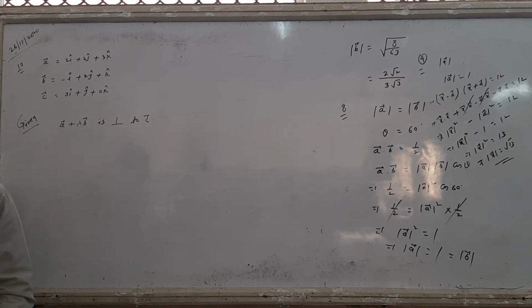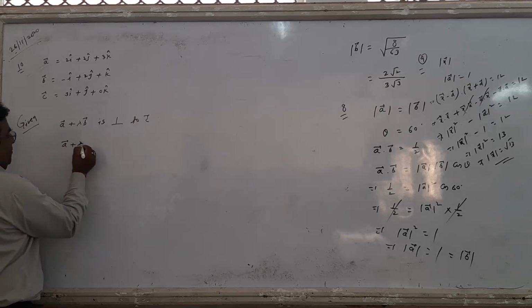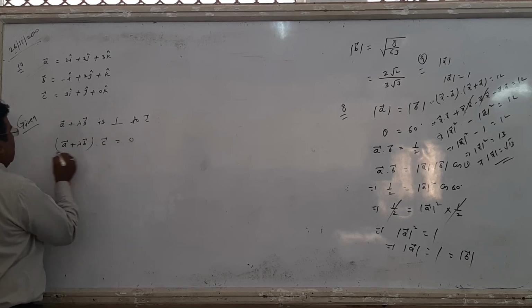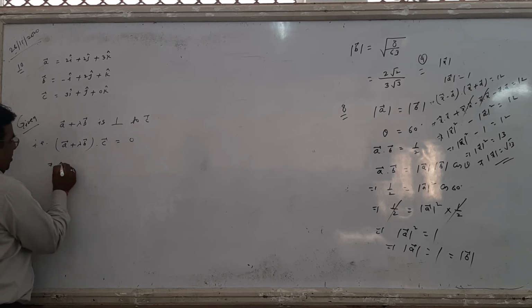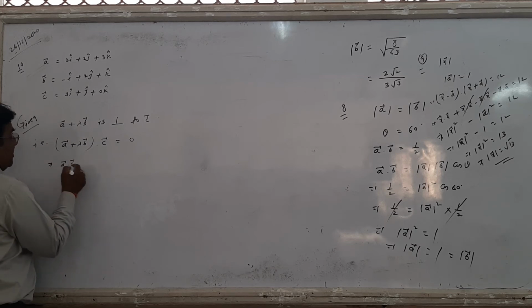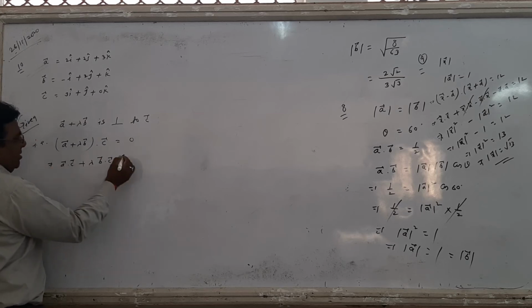What is the condition? Two vectors are perpendicular. You know, students, two vectors are perpendicular means their dot product is 0. That is, a plus lambda b dot vector c equals 0. So now, a dot c plus lambda times b dot c equals 0.